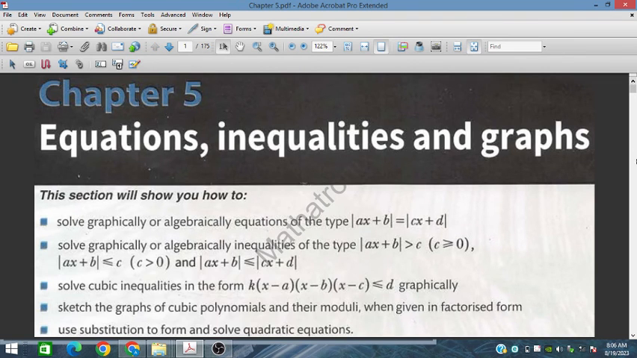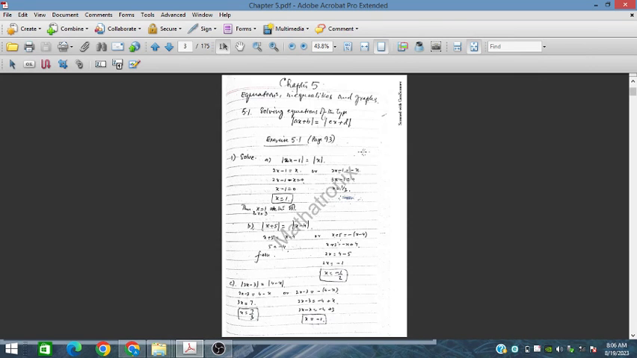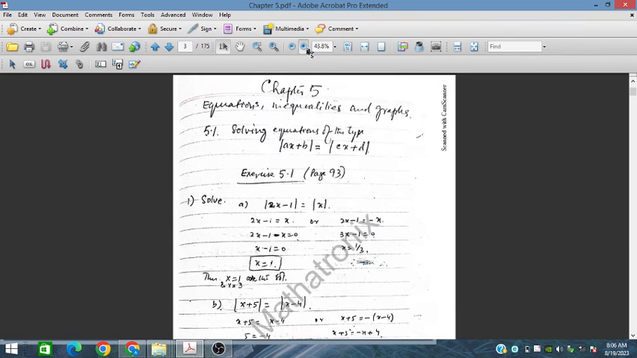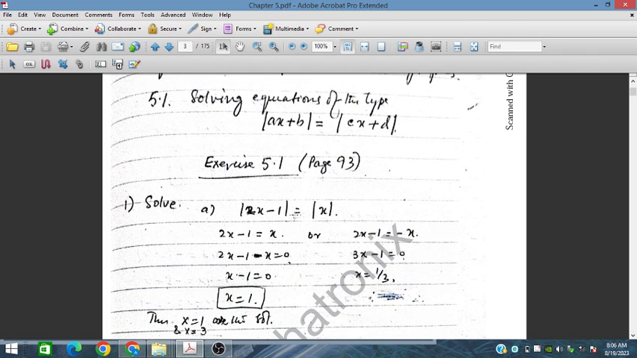Now start exercise 5.1, and this is question number 1. |2x - 1| = |x|. This is question number 1, part A. So solve this. So this is 2x - 1.